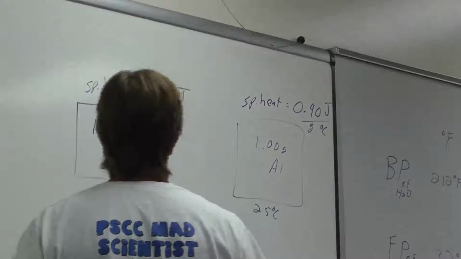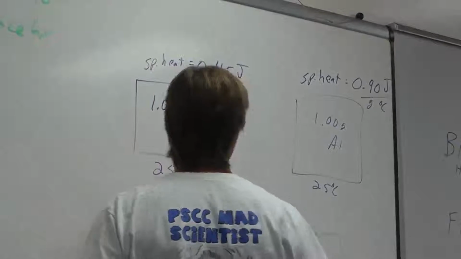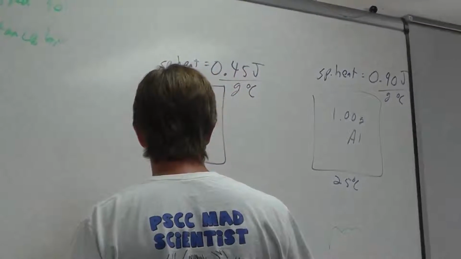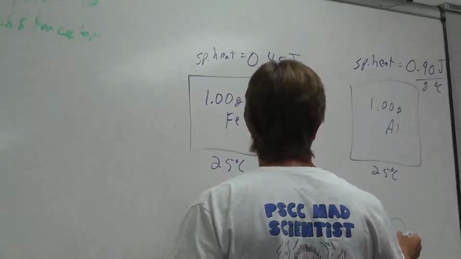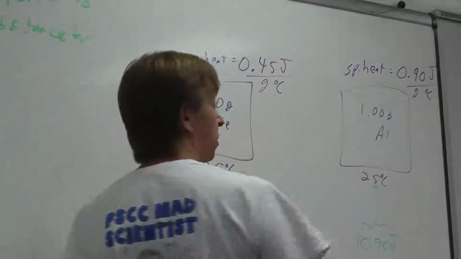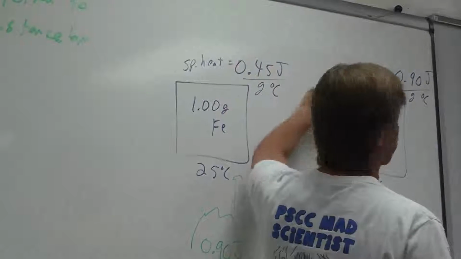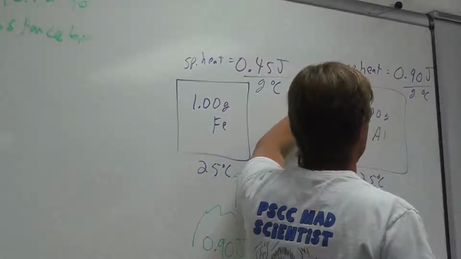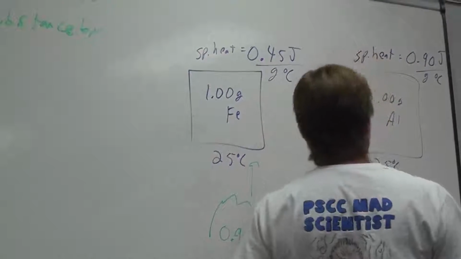So there's our samples. We're going to heat them both. And just to keep the numbers simple, let's say we pump in exactly 0.90 joules into both of them. What's that amount of heat going to do to this aluminum? That's exactly enough to take it up by 1 degree, correct? So what's its temperature going to wind up?